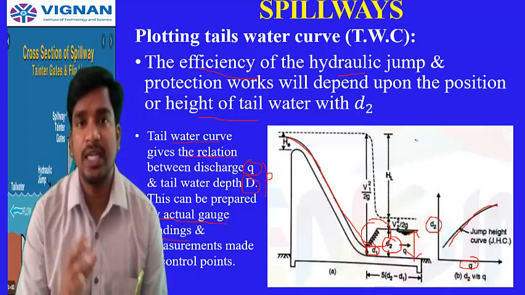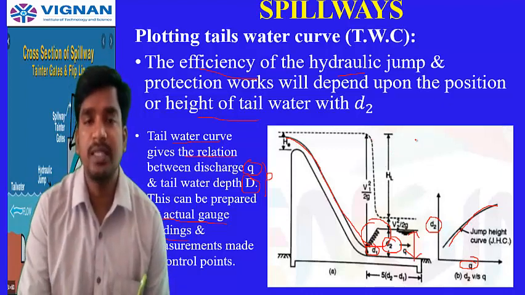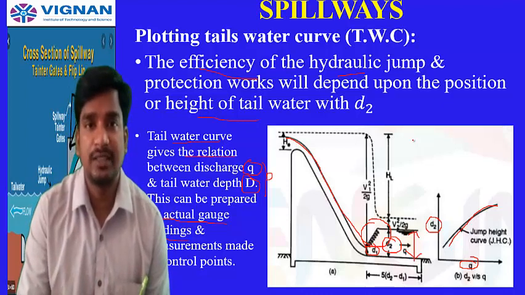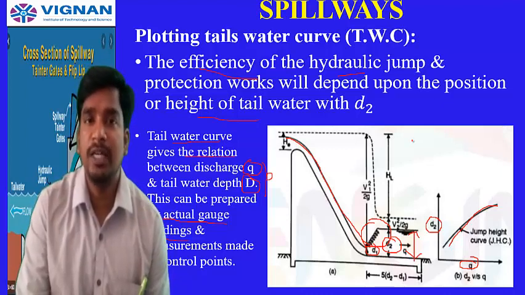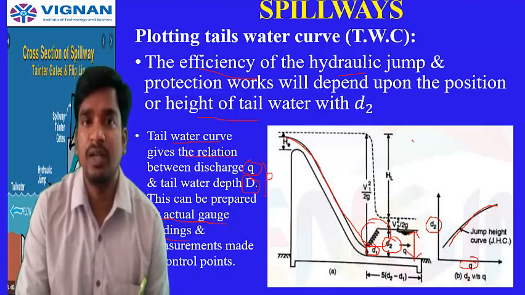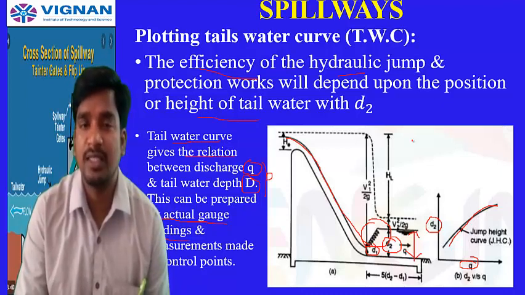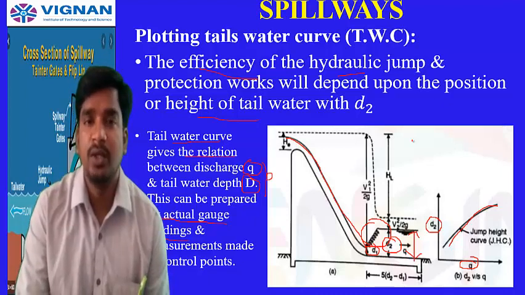Now there is a close relation between these two, whether it is a tailwater curve or a jump height curve. Sometimes they coincide, sometimes one is greater than the other and sometimes one is lesser than the other. It also depends on the discharges. These curves depend on discharges. At some times the discharge will be very high, at some times the discharge will be very low.